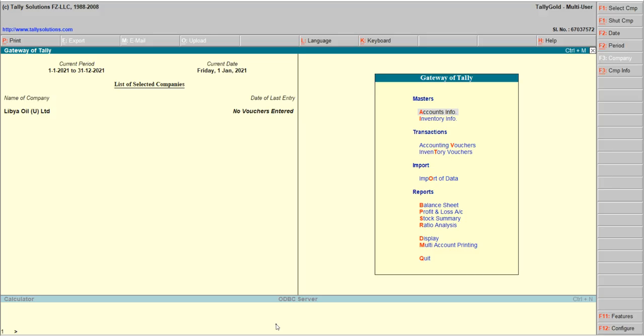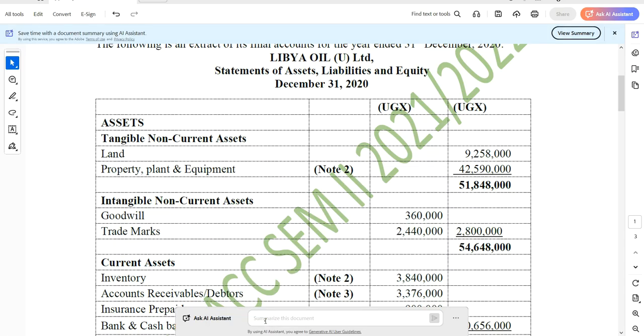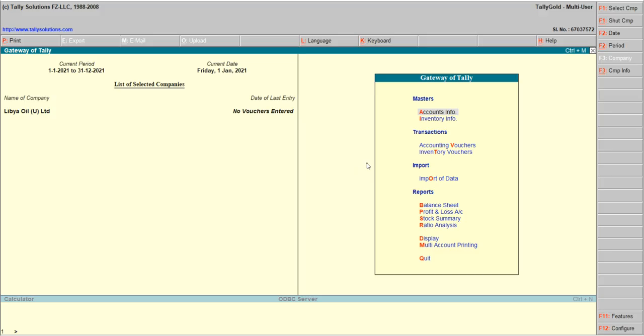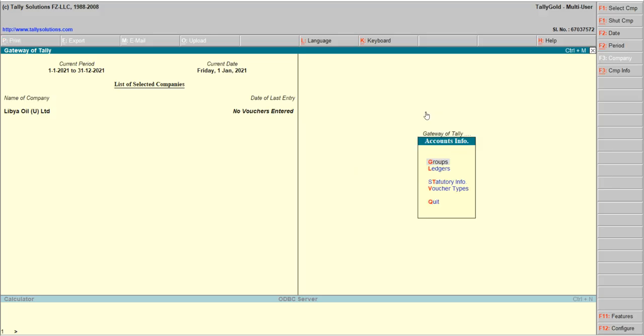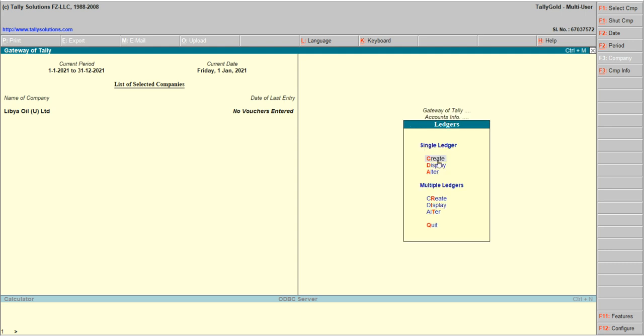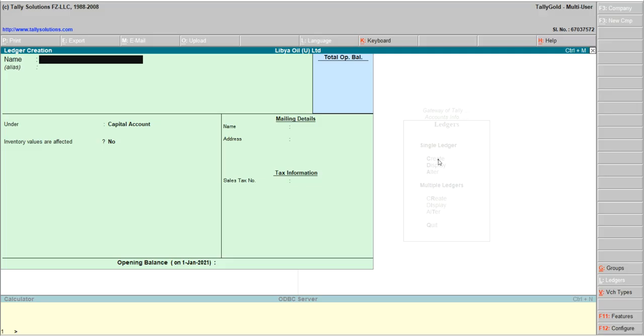So we are going to enter these accounts that have been given in the balance sheet one by one. So when you look at the balance sheet that was given, you have tangible non-current assets, you have land, then you have property, plant, and equipment. There is a note. So let's start with these accounts. So you will move to masters and accounts information. We are going to create ledgers. So single ledger.